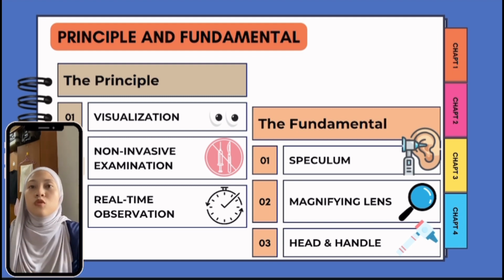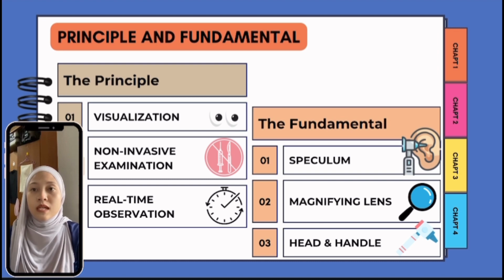Secondly, let's move to the fundamental components of the otoscope. The first one is the speculum. So what is a speculum? It is a cone-shaped attachment that is inserted into the ear canal. It comes in various sizes to fit different ear canal sizes, and it can be disposable or reusable.